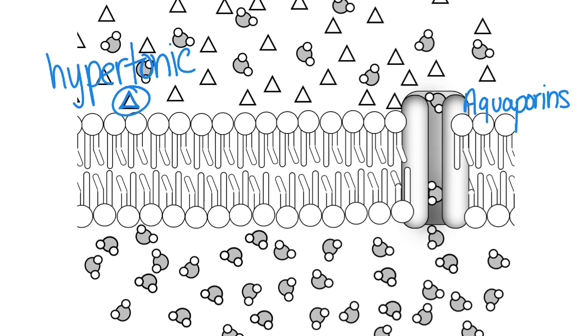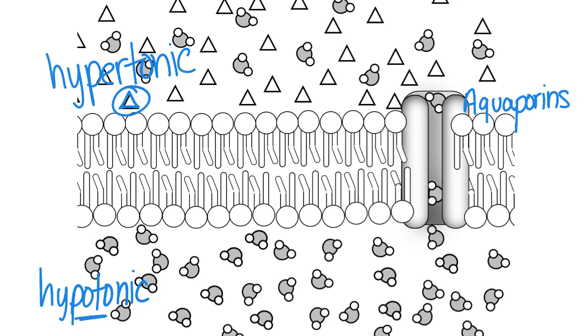So the hypertonic side is the side that has more solute that is not permeable, whereas the hypotonic side is the side with less, and consequentially, it is also going to be the side that has a relatively higher amount of water molecules.